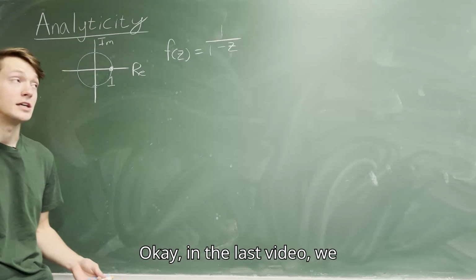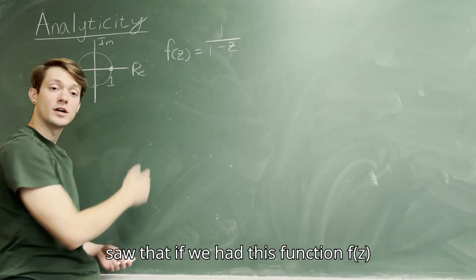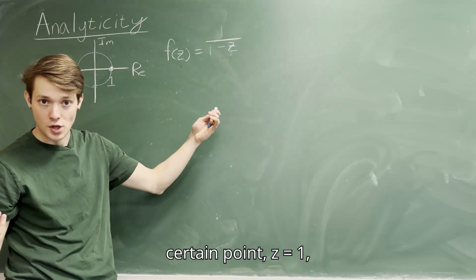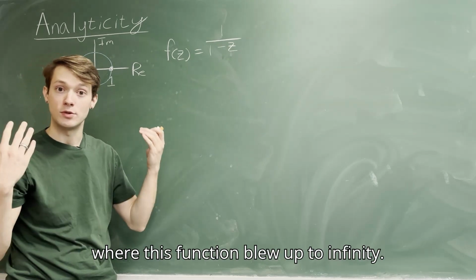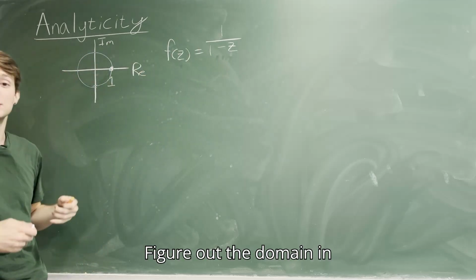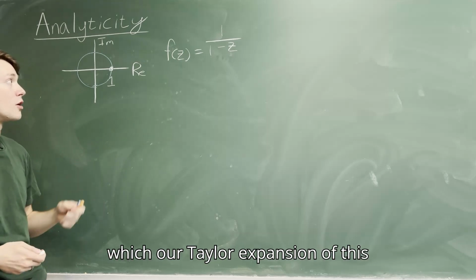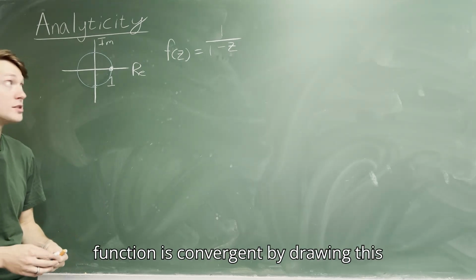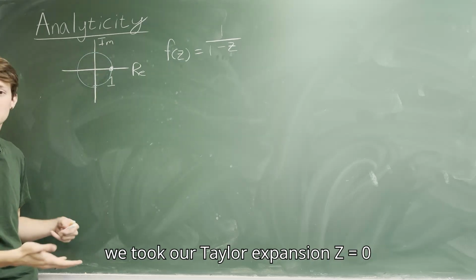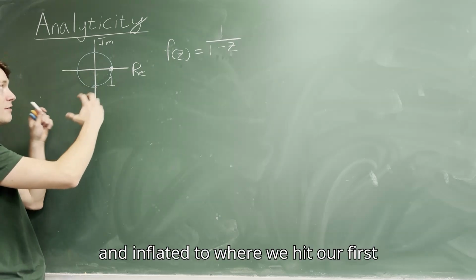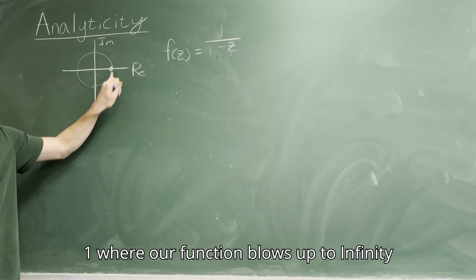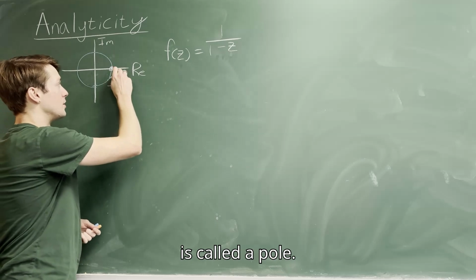Okay, in the last video, we saw that if we had this function f of z, then there was a certain point, z equals 1, where this function blew up to infinity. And we said that we could figure out the domain in which our Taylor expansion of this function is convergent by drawing this circle of convergence, centered where we took our Taylor expansion, z equals 0, and inflated to where we hit our first pole.